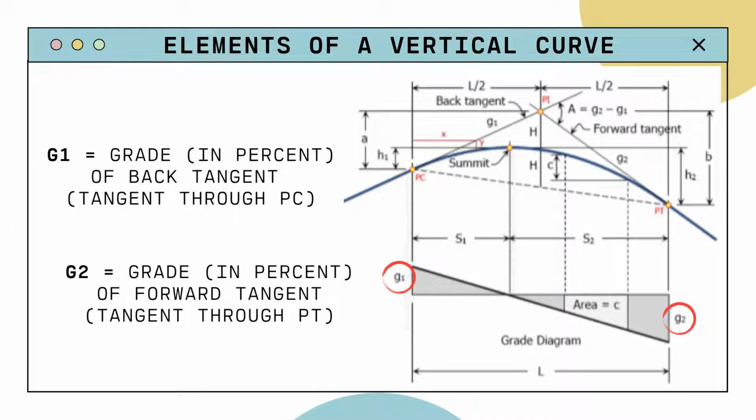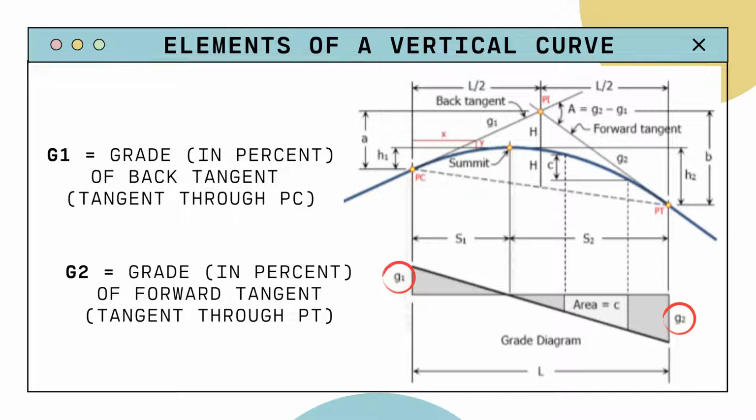Whereas we also have G2, which is basically the same as G1 and the previous examples, and it also differs in that G2 involves the point of tangency. So G2 is the grade in percent of the forward tangent, or the tangent that passes through the point of tangency. So that's basically it.